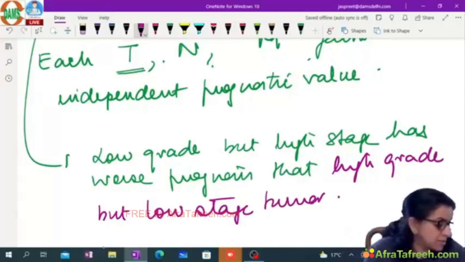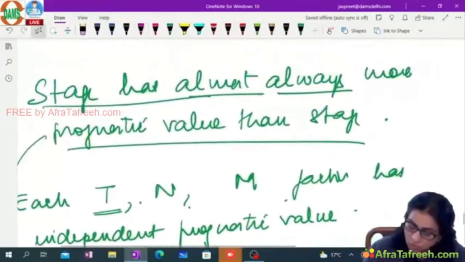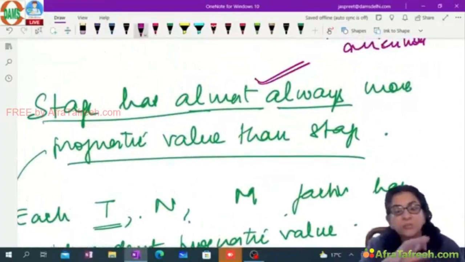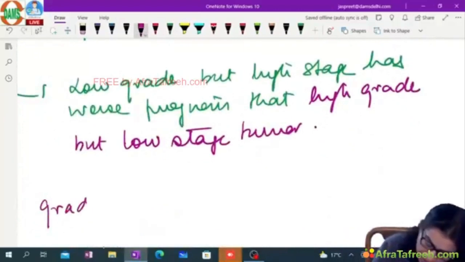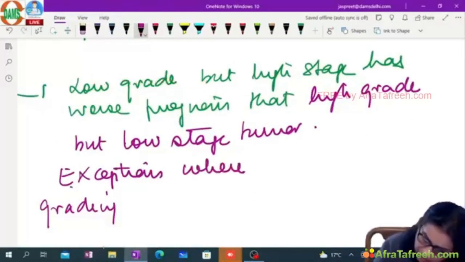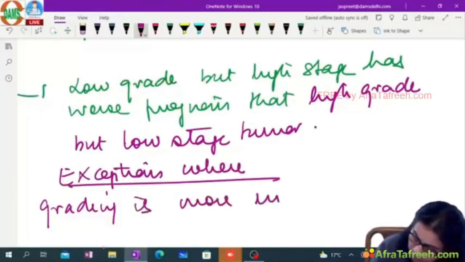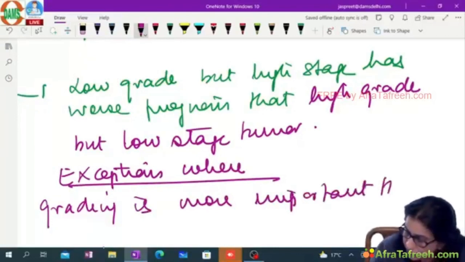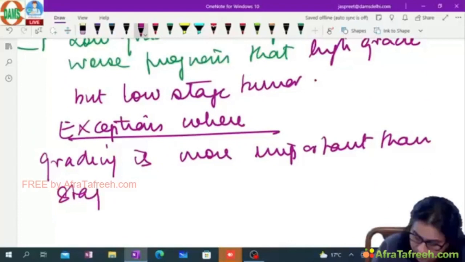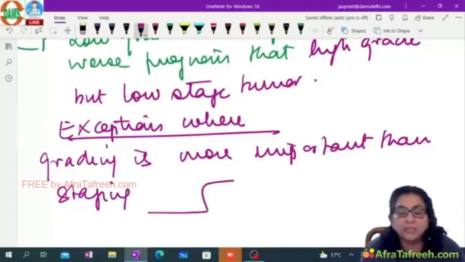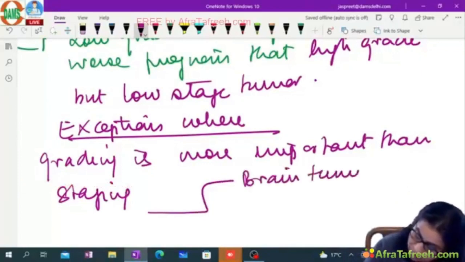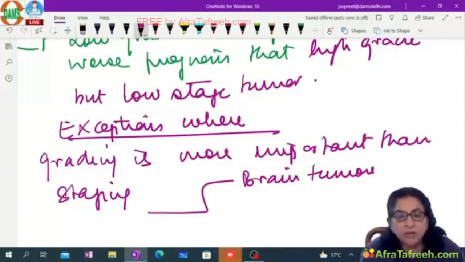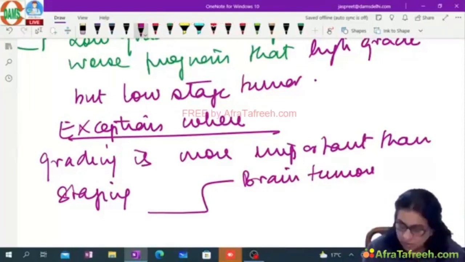Okay. So this is grading versus staging. Staging is more important than grading. However, there are one or two exceptions where grading is more important than staging. Number one, brain tumors or gliomas. In brain tumors or gliomas, grading is more important than staging.